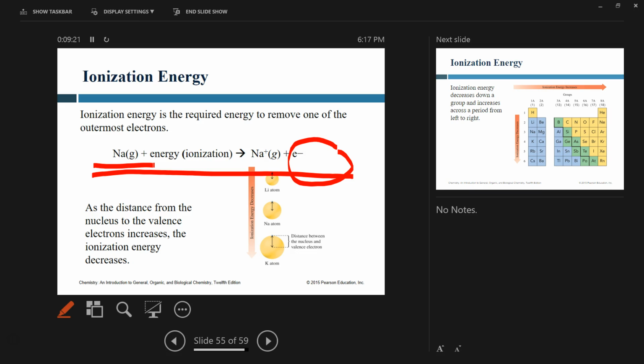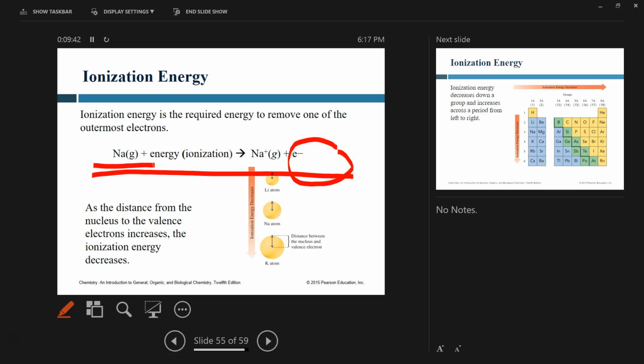Let me ask you this. I don't know what happened. It's super hot here. Let me ask you this. Do you understand why we actually need to spend energy to get the electron out, or does it require an explanation?